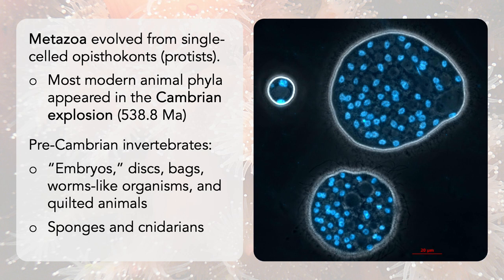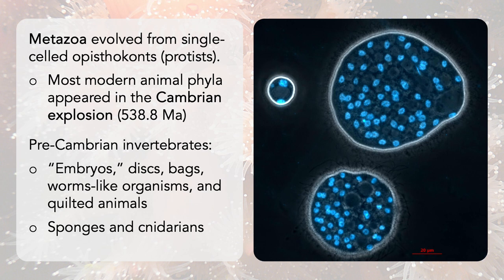Now, before the Cambrian explosion, there were invertebrate animals around. They were very strange animals, unlike anything that you might be familiar with from today. They included these weird-looking embryos, discs, bags, worm-like organisms, and I mean, we have a lot of worm-like organisms today, so maybe that wouldn't have been too strange.